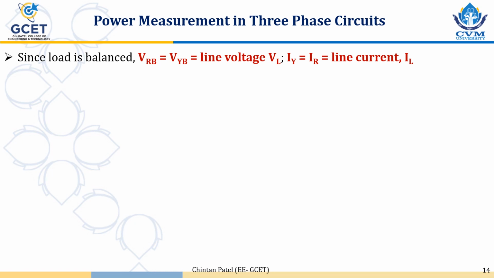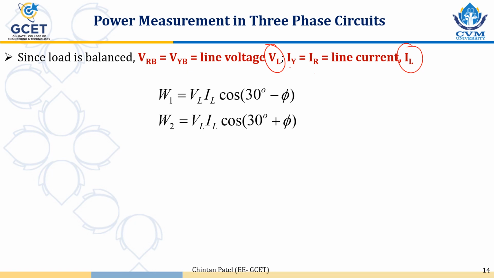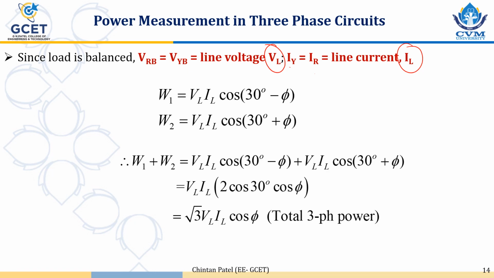Since the load is balanced, VRY and VYB can be termed as VL, and IR and IY can be termed as IL. So in both the equations we can replace these with VL and IL, and we will have a final equation: VL IL cos(30 minus phi) and VL IL cos(30 plus phi). If you add these two, we will get the total power, that is W1 plus W2.